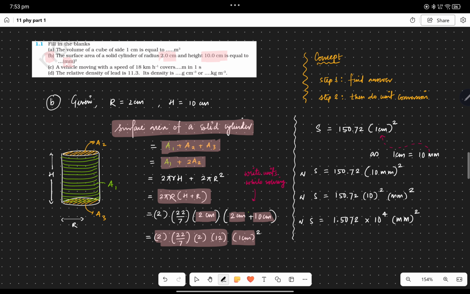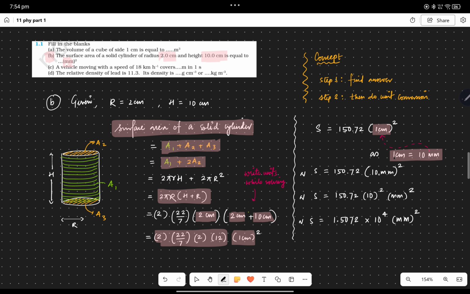This way. And now for the unit conversion, you have to write it this way: 1 centimeter. If you have to convert that 1 centimeter into mm, write it in the way of 1 centimeter, and then 1 centimeter is equal to 10 mm, right? And you have to put that value in for 1 centimeter.